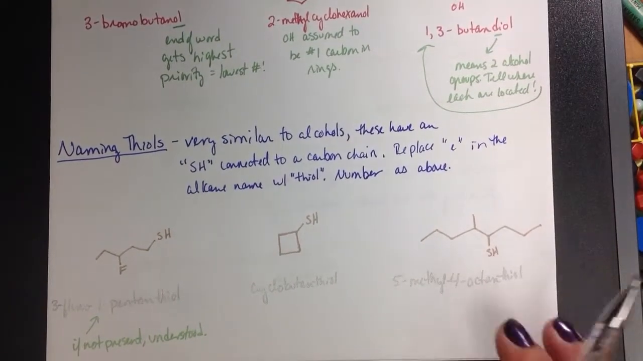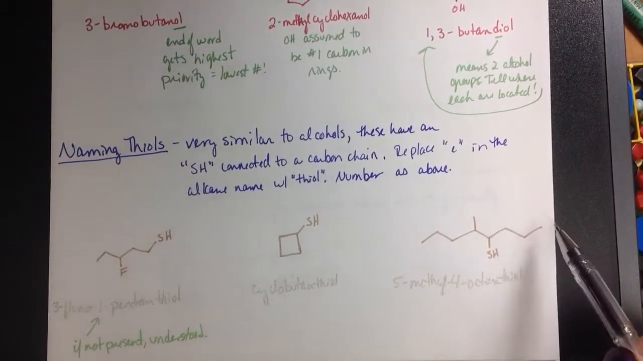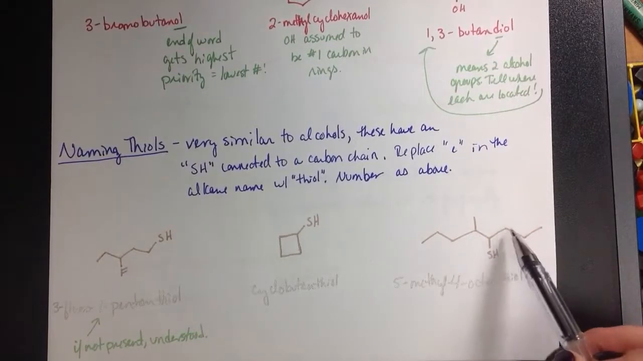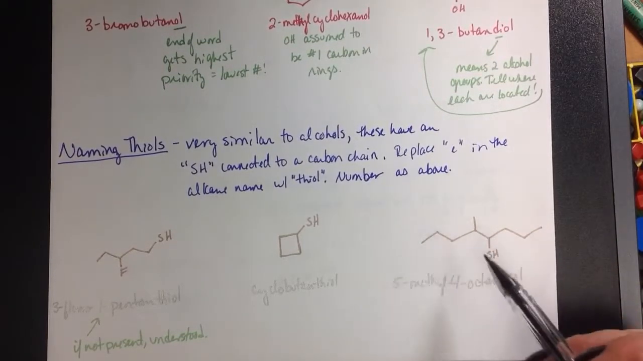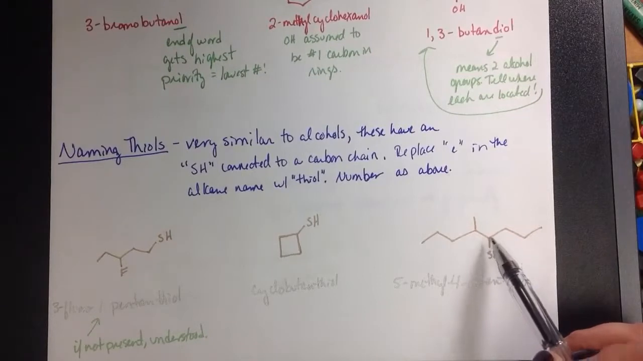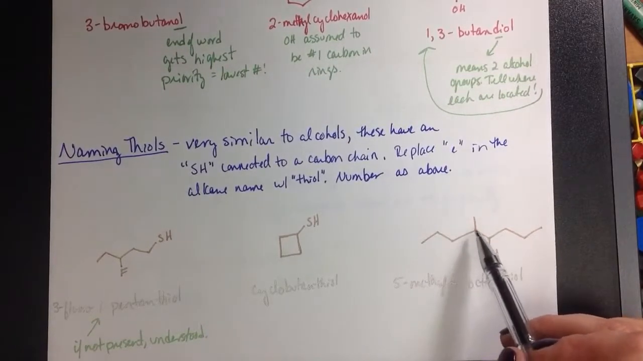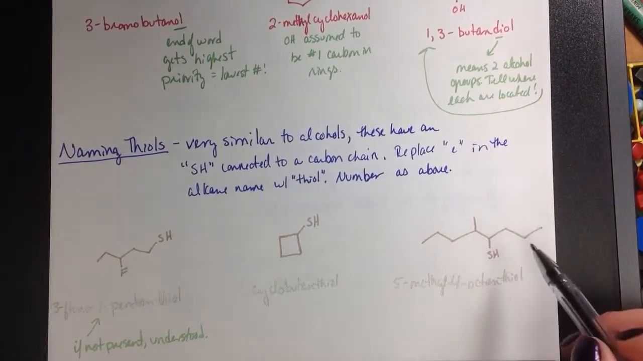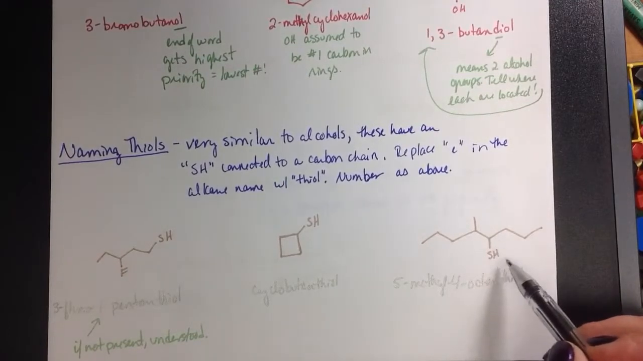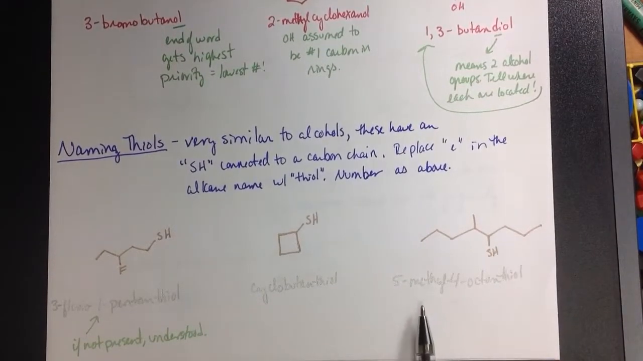And here we have something a little bit more complicated. We've got 1, 2, 3, 4, 5, 6, 7, 8. Now if I count this way, that gets a 4. If I go this way, it goes 1, 2, 3, 4. Methyl gets a 4. We don't want that. We want this to have the lowest number possible. So this becomes 5-methyl-4-octanethiol. Okay.